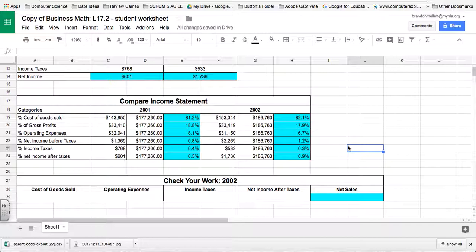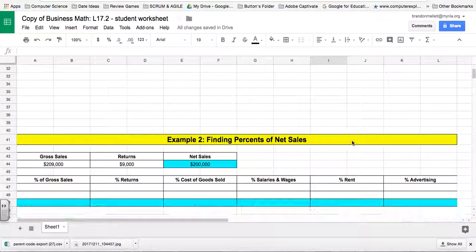A good way to check your work is we're going to take 2002 and we're going to take the cost of goods percentages, operating expense, income taxes, and net income after taxes. And if we add those all together, we should get 100%, and we do. So we did do this vertical analysis correctly with this income statement. Now let's keep going down here.